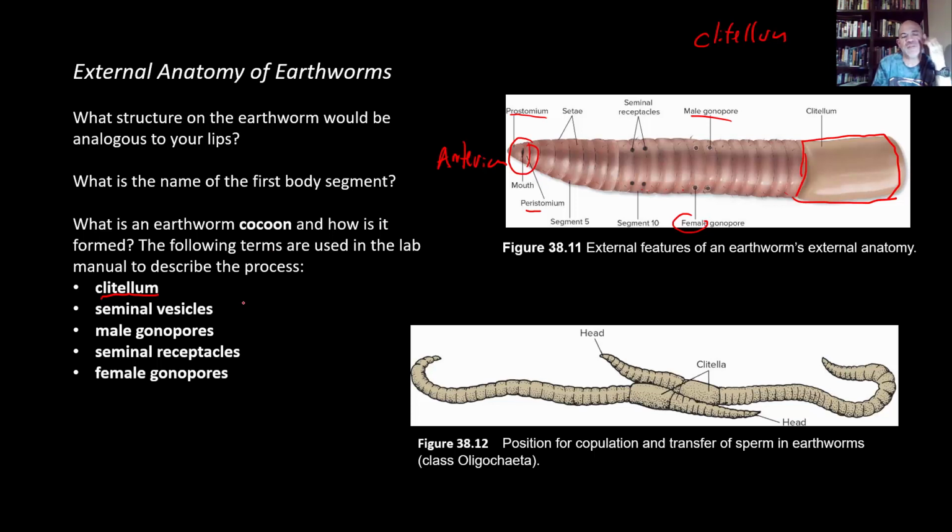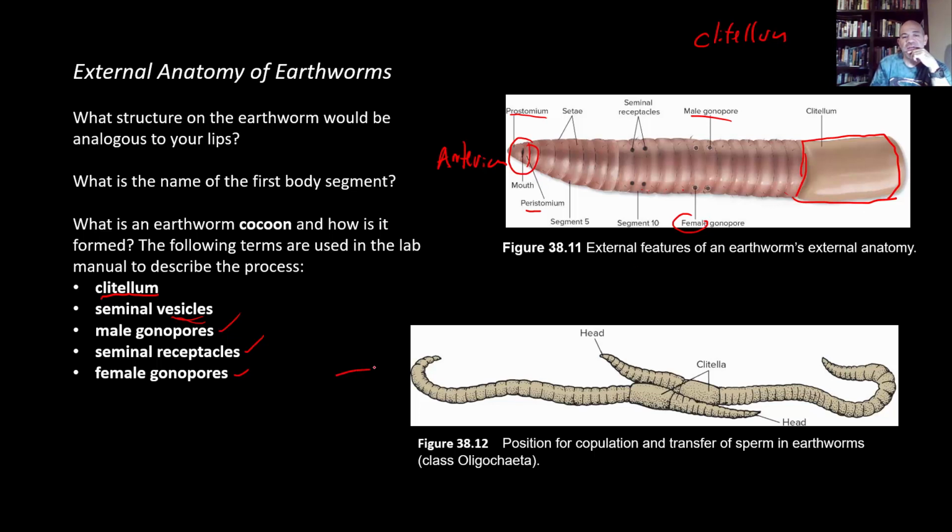There are some structures that are both external and internal. Internally, there are the seminal vesicles, but the male gonopore is where the sperm is released. The seminal receptacles are where sperm is received and stored. They'll be stored in the vesicles that are deep in those first pores there in the front. And then you have the female gonopores.